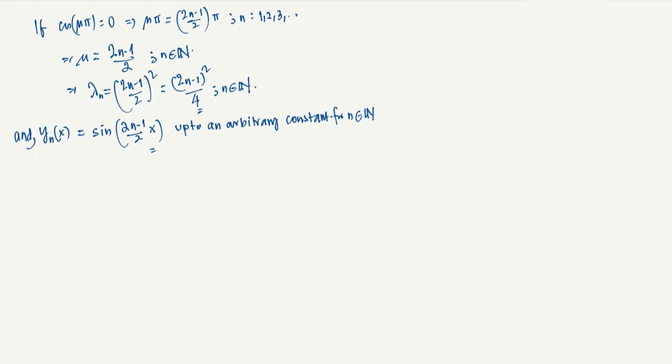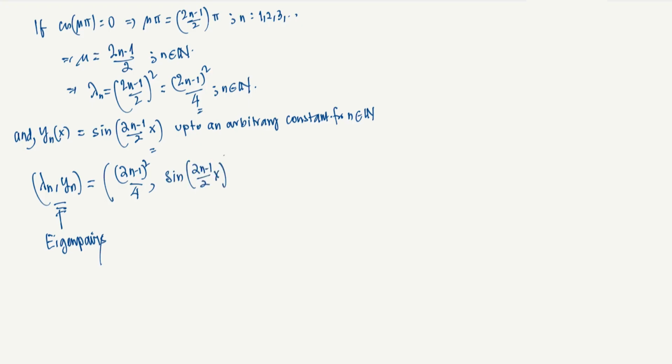So basically, what are the eigenvalues? Lambda n, and the eigenfunctions are given by y n. These two put together are called eigenpairs. And how are they given? They are given by (2n minus 1) square by 4, comma, sine of ((2n minus 1) by 2) times x. So this is the eigenpair for this particular problem, of course with n in N.